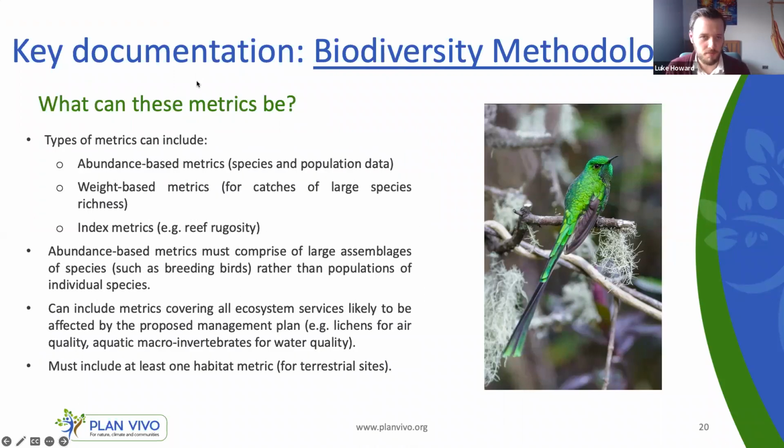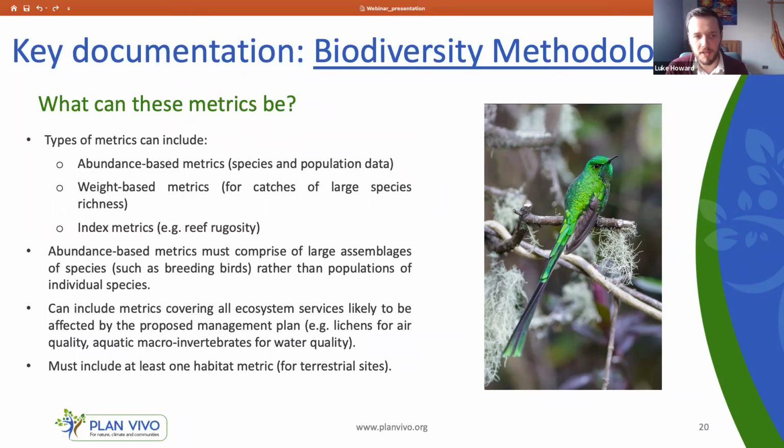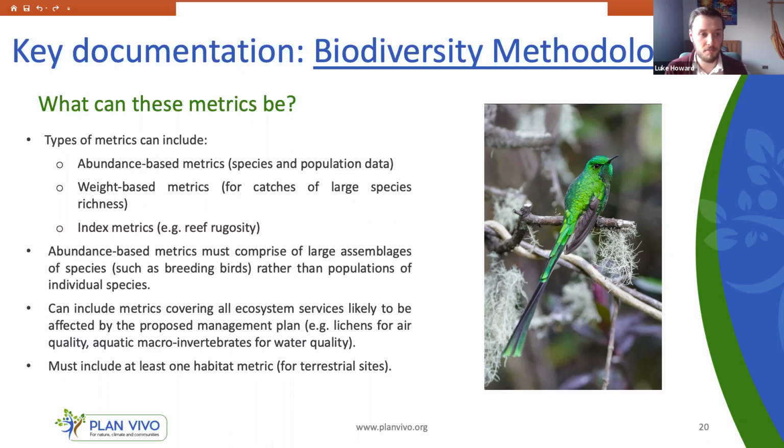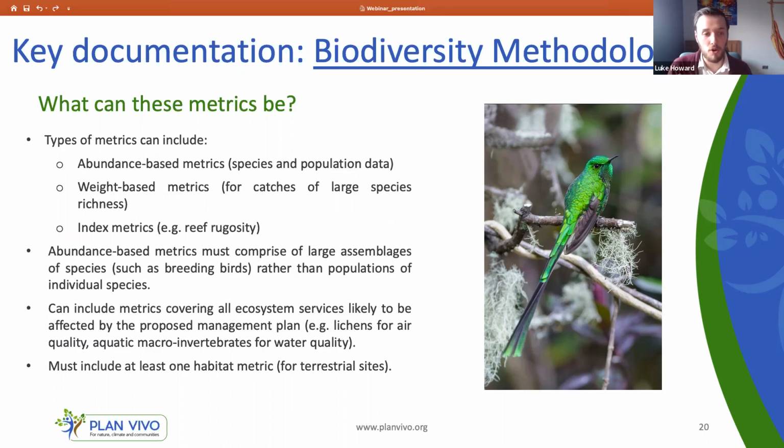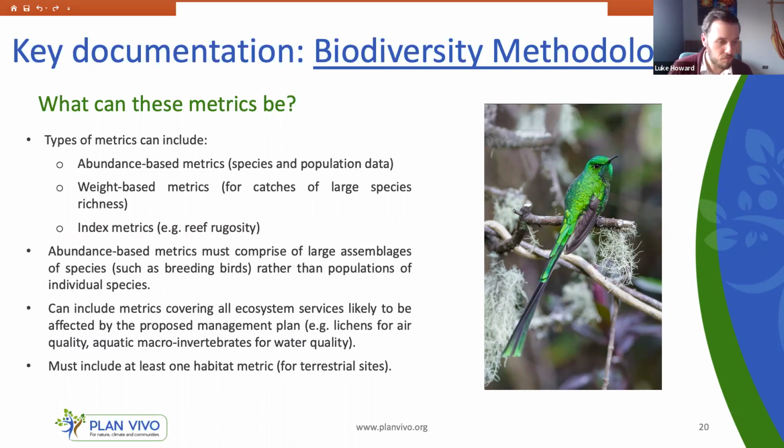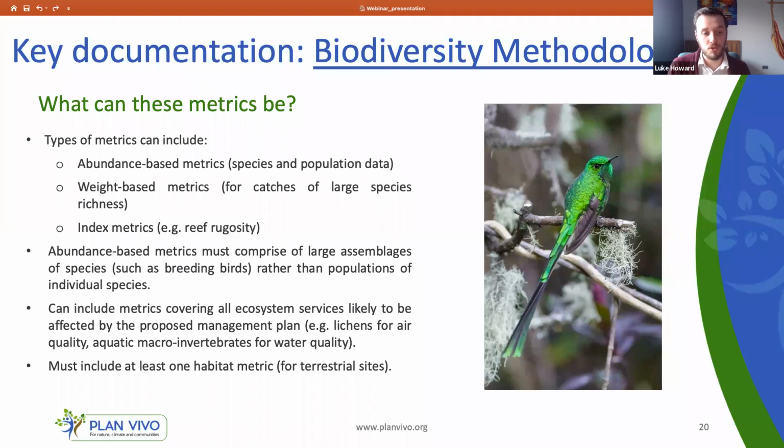But what can these metrics be? That's probably the next question in people's minds, or one of. So the metrics can be very varied, but I wanted to give examples of some of the different types that can be applied here. We have abundance-based metrics that work with species and population data. We could have weight-based metrics where there's large catches of species richness. For example, in metabarcoding, if there's a catch with a very large species richness, it can be quite hard to distinguish the individual population of each species. Therefore, projects can apply a form of species richness times weight to get an idea of the biodiversity level. And then another example is index metrics, those that are already in forms of ratios, such as reef rugosity.